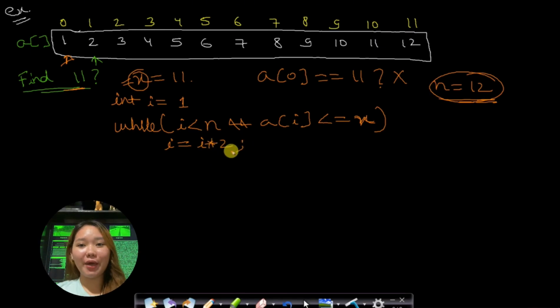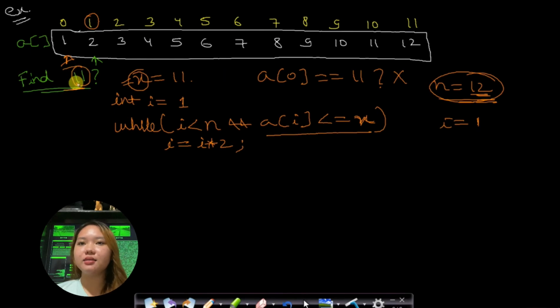Oh, we are comparing it with this one. I's value is initially equal to 1 because we are starting from index 1. Now, I is less than n because n is 12. So, it has not crossed the boundary of this array. And this second condition is saying that a at I is less than or equal to x, the element to be found.